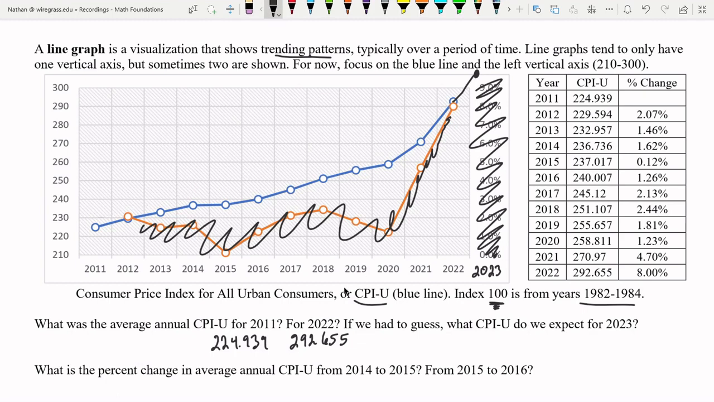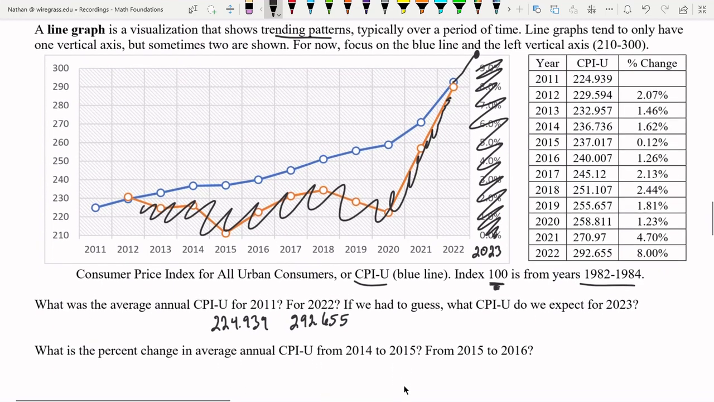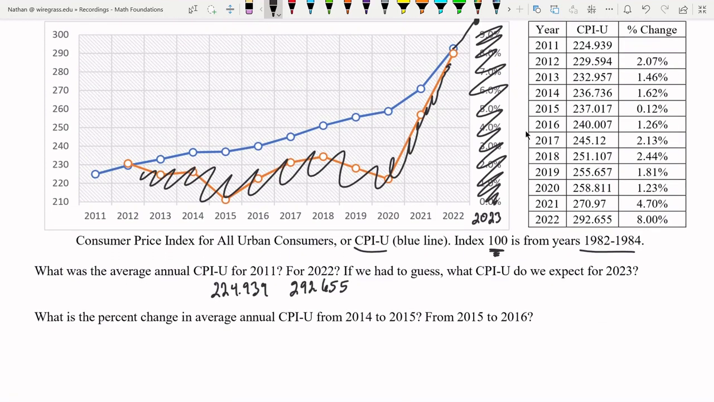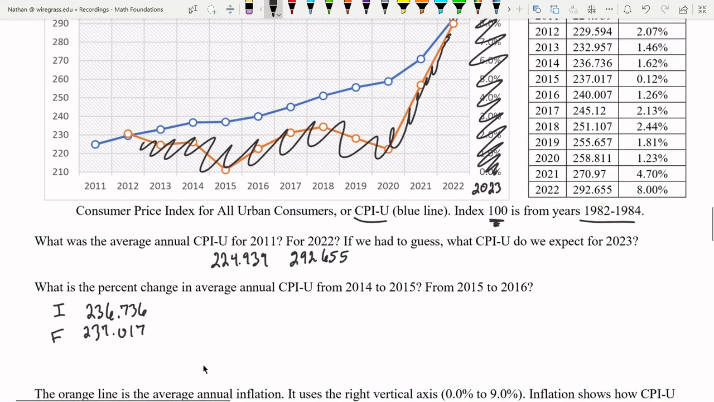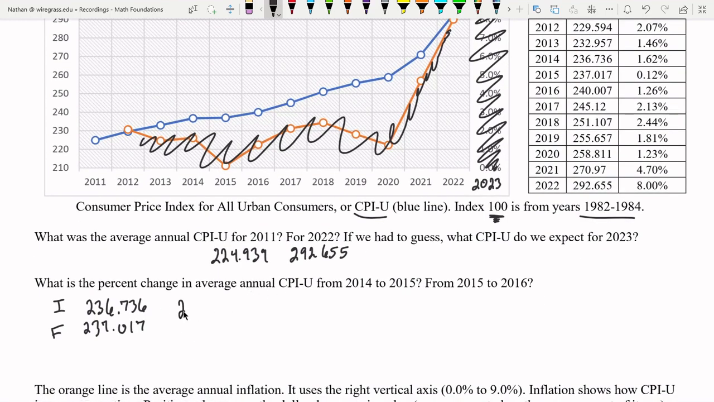Okay. What is the percent change in average annual CPI-U from 2014 to 2015? So we're looking at the percent change, and to do that, we're going to have 2014 being the baseline. So this is going to be our initial amount, 236.736. That's the data value from 2014. And then our final amount is going to be 2015, 237.017. So to find percent change, all we have to do is do final divided by initial.